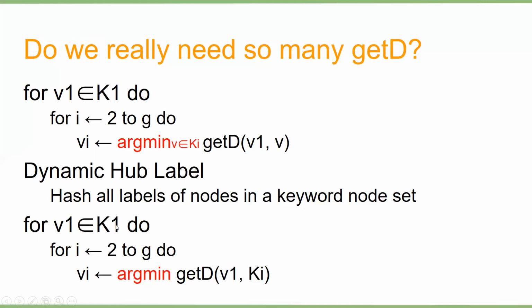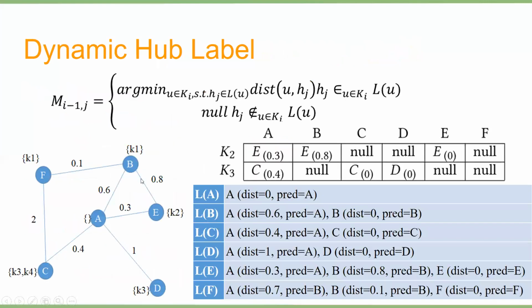Further, we hash the dynamic hub label. So when we call get distance, we need just a hash join. Because it's a hash table, we can't have the same vertices with different lengths. We can directly preserve the smallest distance. Let's see how we construct it.